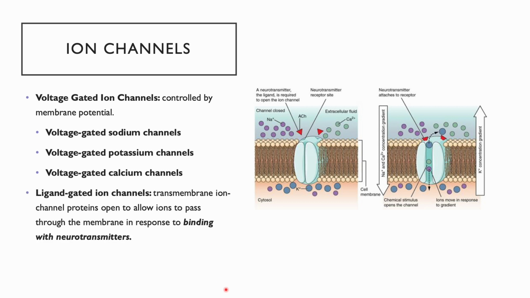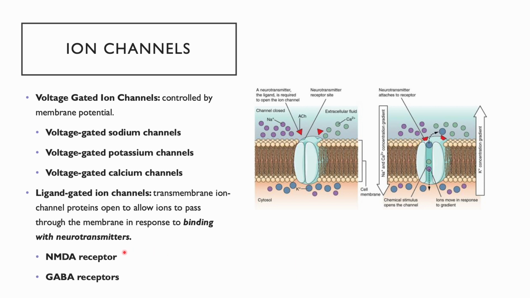There is an additional type of channel known as the ligand-gated ion channel, and this channel will open when a specific neurotransmitter binds to it. For example, as you can see here, when the neurotransmitter acetylcholine, shown here in red, binds to this receptor, it is going to cause the channel to open and allow ions to come in and out of the cell.